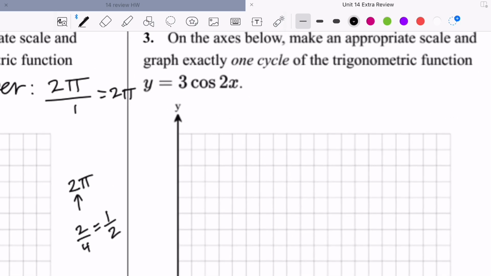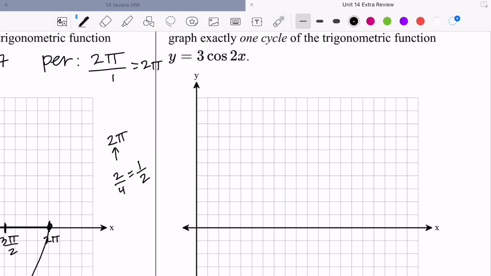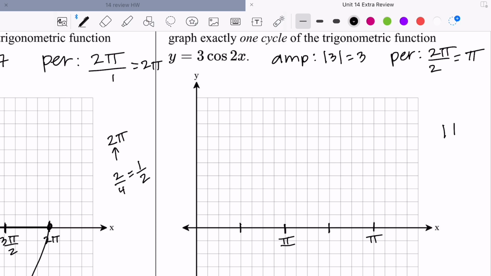Next one, 3 cosine 2x. So amplitude is the absolute value of 3, and the period is 2 pi divided by 2, which is just pi. So when I make these marks, the last one is just going to be pi, and then if I divide 1 pi by 4, I know that each mark should be 1/4.